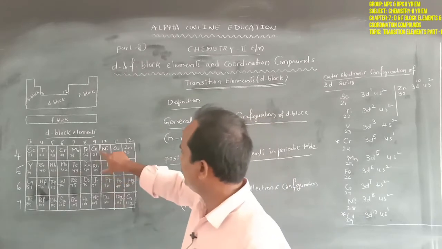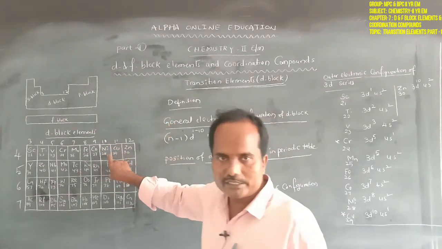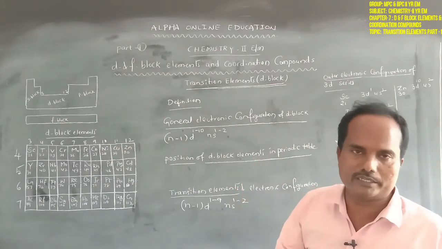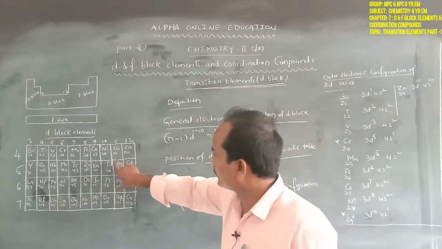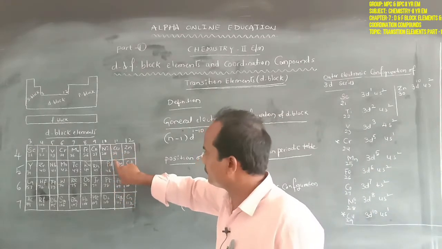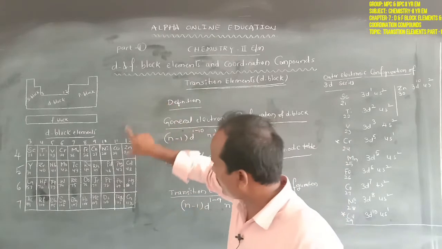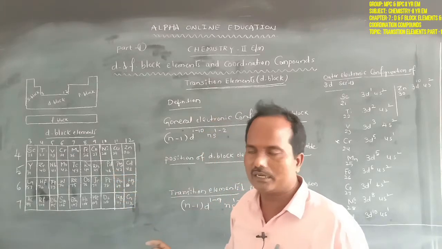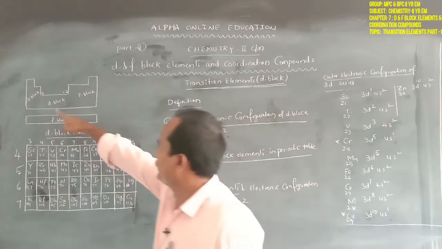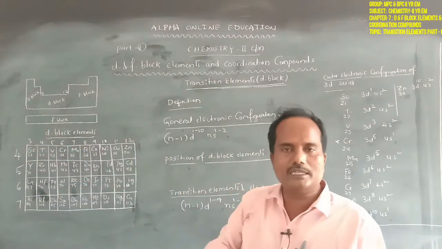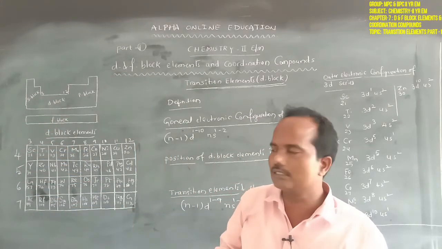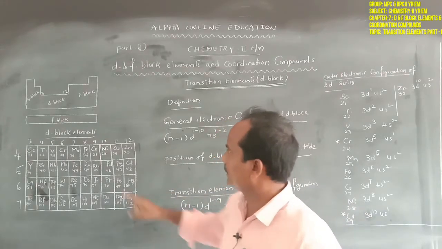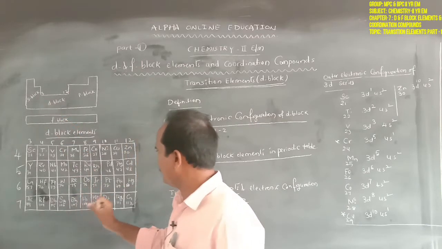The reason is that in D block elements, more electrons are available for metallic bonding. That's why the metallic bond is very strong. Due to this, the D block elements have high melting and boiling points. Whereas in S block elements, though they are metals, the metallic bond is weak because very few electrons are available for metallic bonding. That's why S block metals are soft in nature.